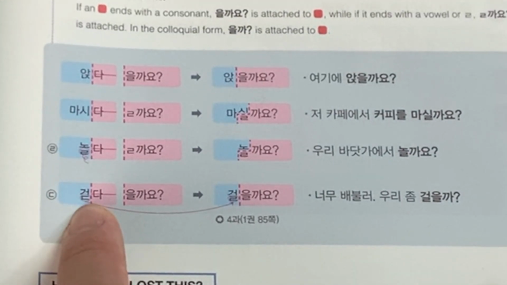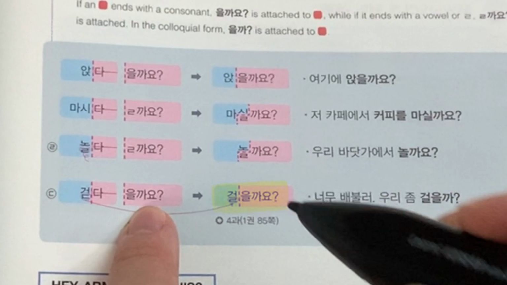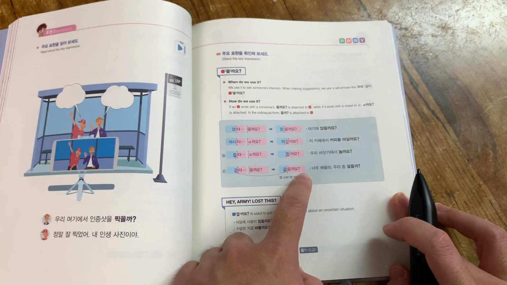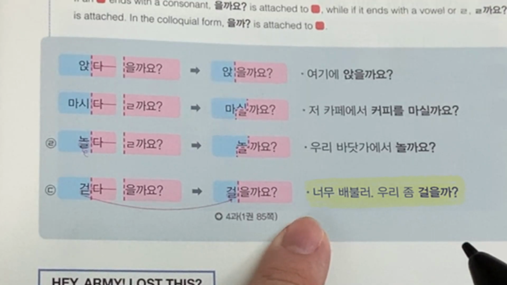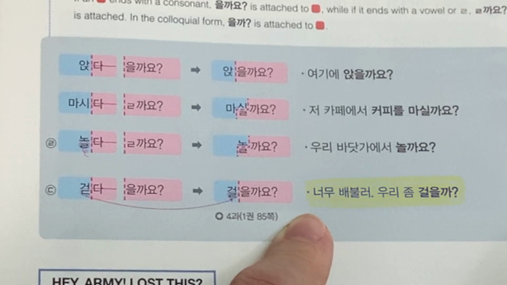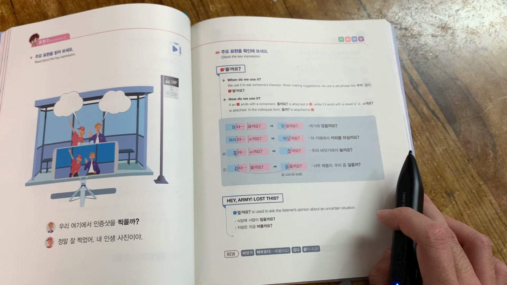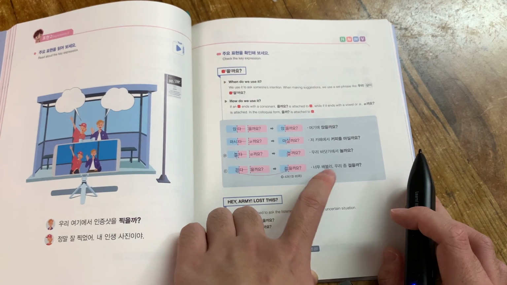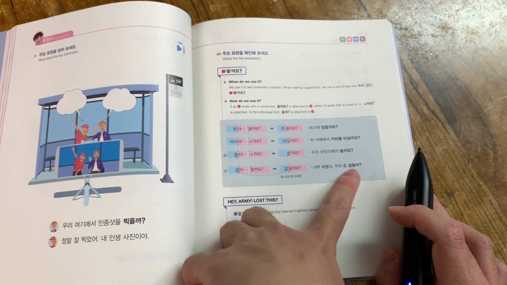And the last example here is 걷다, which is to walk. Replacing the d consonant with the r consonant. 걸을까요? Shall we walk? 너무 배불러. 우리 좀 걸을까? 배불러 means full, and 좀 means like little bit. 조금. I'm very full. Together, shall we take a little walk?